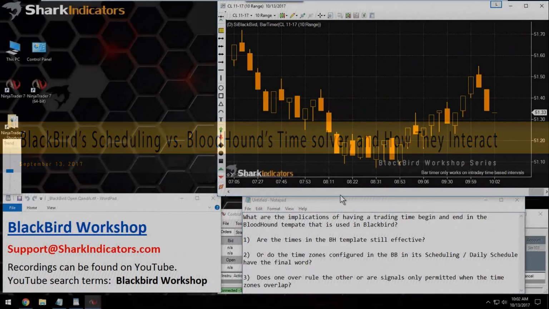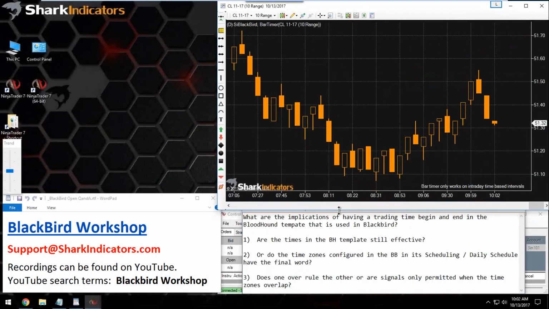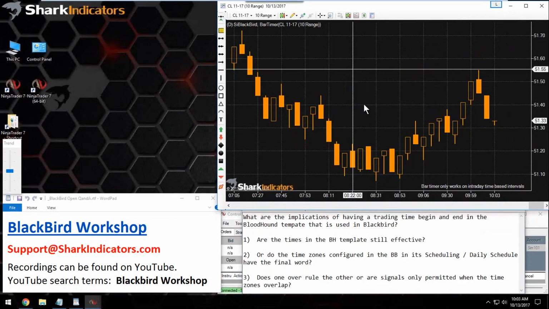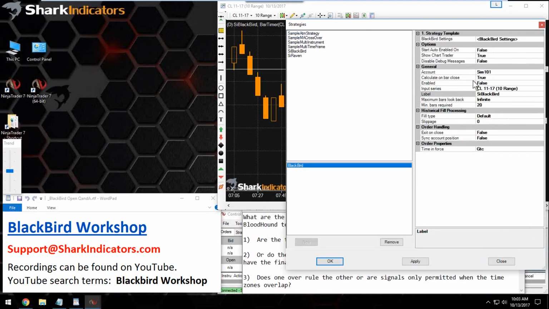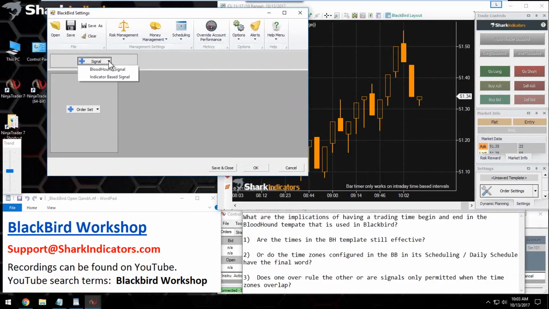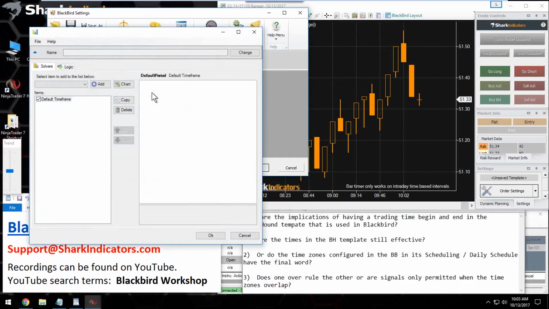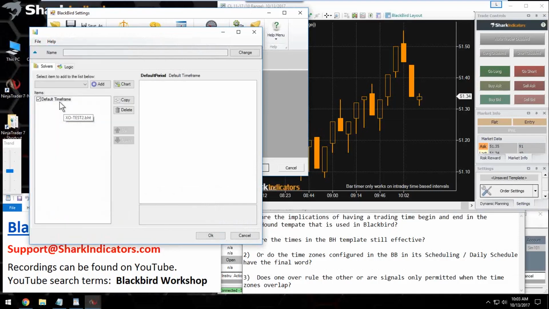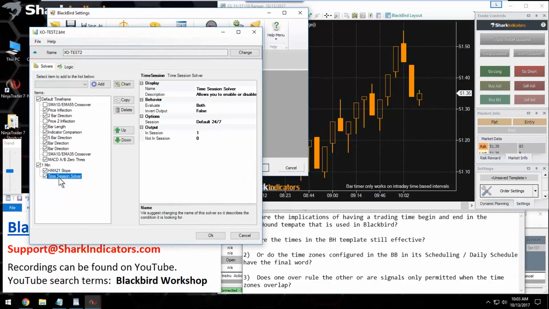We'll start off with this question, a discussion on session templates, or time session templates here. All right, time to get Blackbird turned on. There we go. All right, and I'm going to load up a BloodHound template, and let's see. I think this crossover test has a time session solver in it. Yes, there we go.